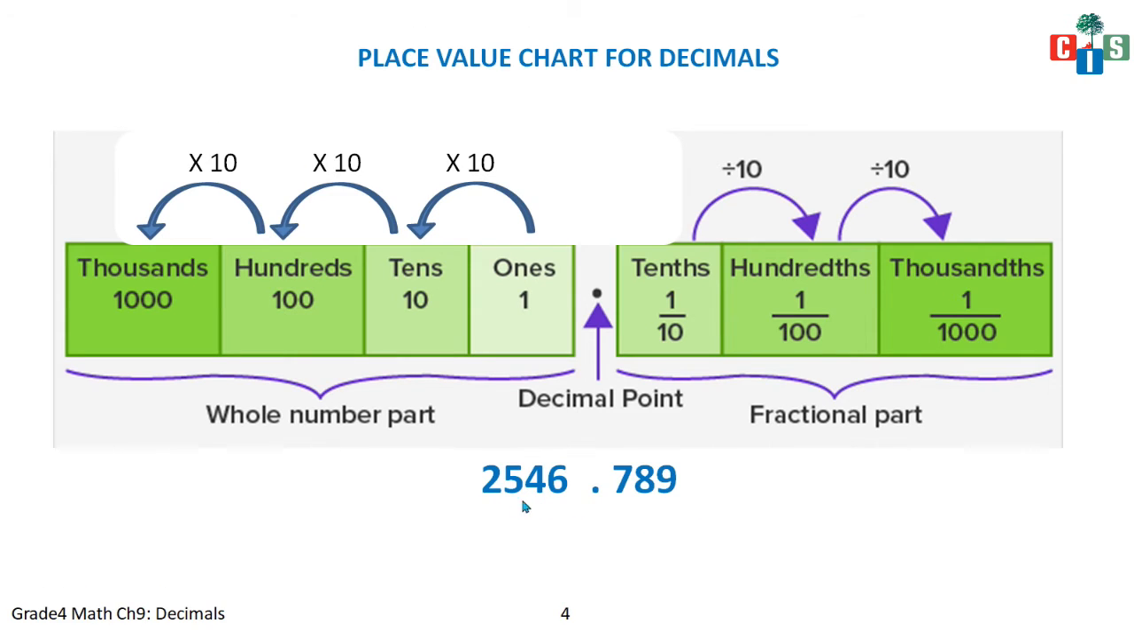So this is the number 2546.789. Okay. Now what is the section before the decimal point called? Whole number part. These are whole numbers. And this is a decimal point. And the numbers to the right of the decimal point are known as decimals or the fractional part.